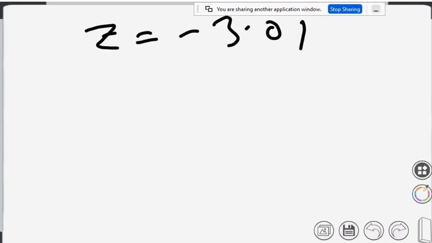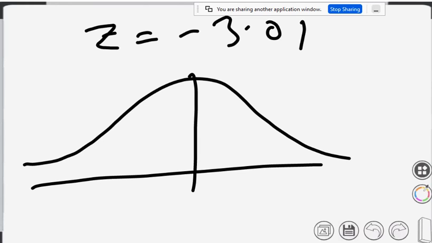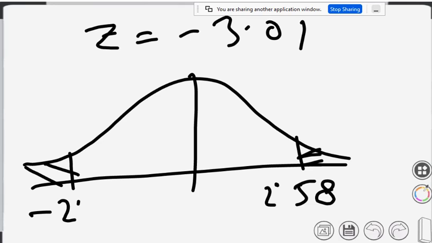1% level of significance. This value is কত? 1% is a two-tailed test. What is the value? 1% level of significance. What is the value? This is 2.58 and this is minus 2.58. Minus 2.58. And the value falls.